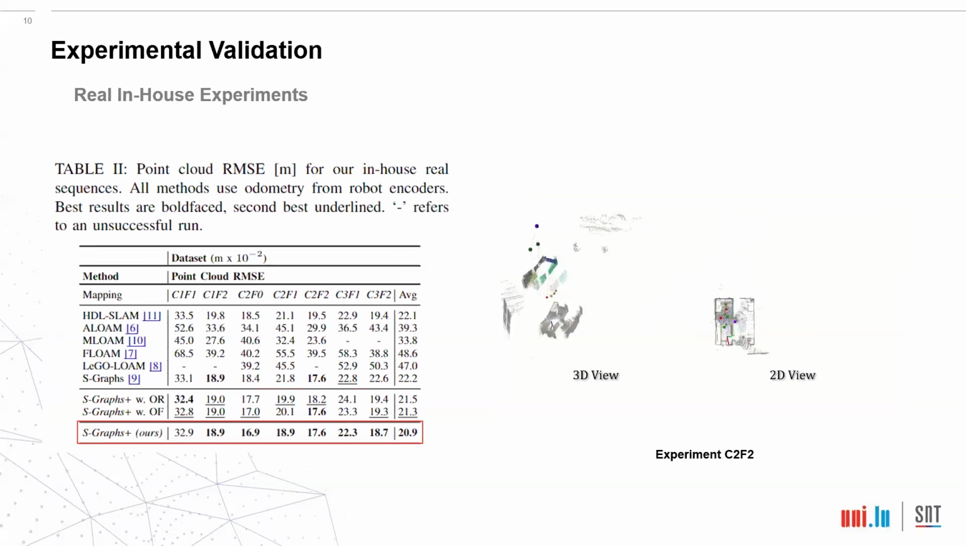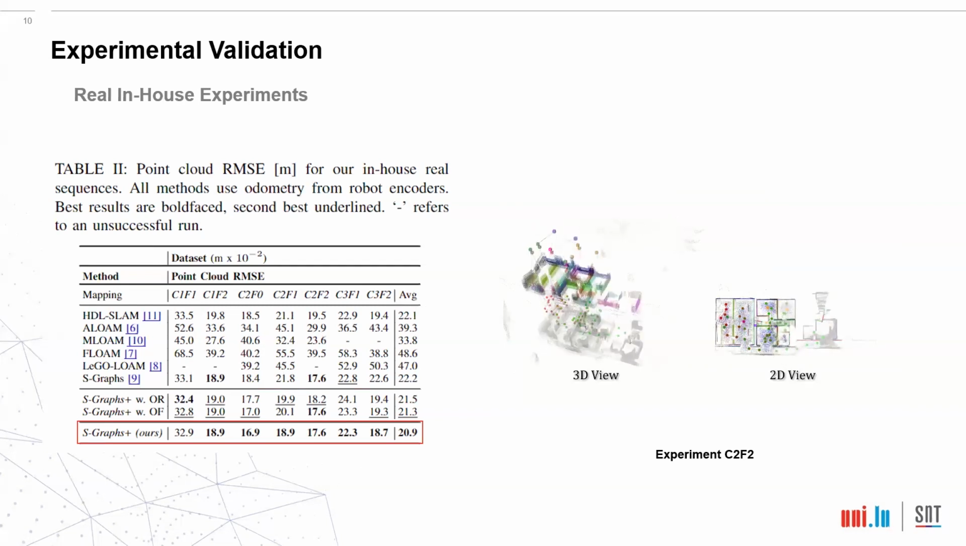In real in-house datasets, we utilize robot encoders to obtain the robot odometry and compare the final generated map with the ground truth map to obtain the mapping accuracy. And you can observe from Table 2 that S-Graph Plus is able to outperform the state of the art.